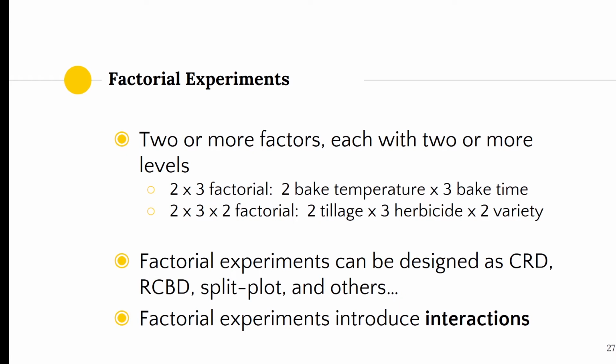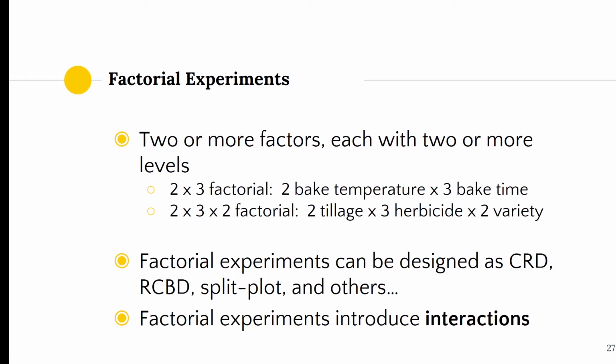Like if you're baking cookies and you want to look at the effect of 2 different baking temperatures and 3 different baking times. Now, when you have a 2 by 3 factorial, it means that you're testing all 3 bake times at both temperatures. In other words, you're going to have 6 treatments at a minimum, and that's just with one replicate. So 6 treatments for each replicate.